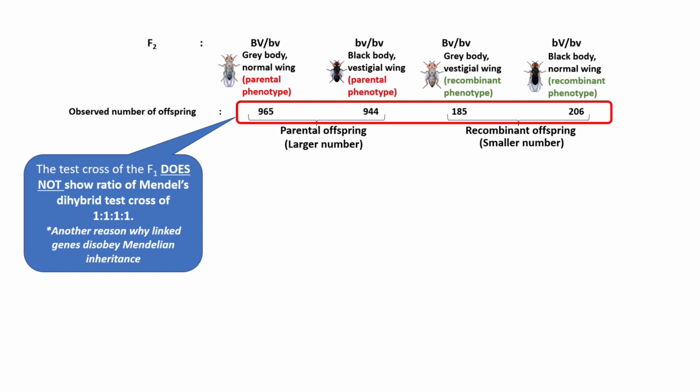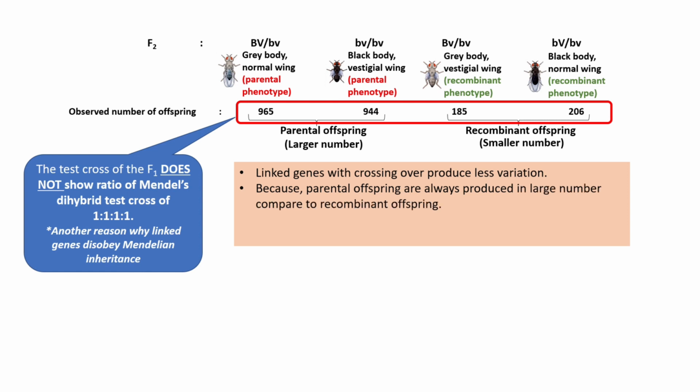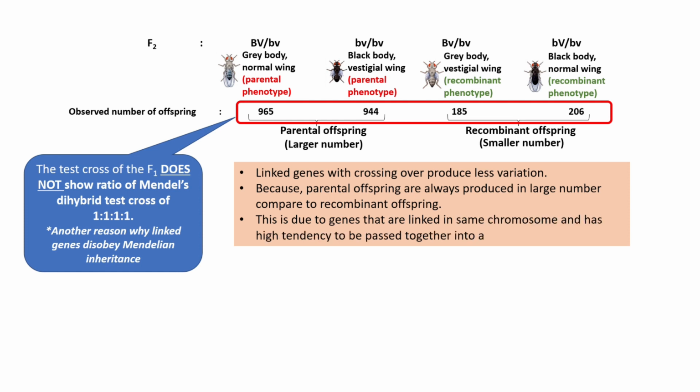As a conclusion, linked genes with crossing over produce less variation. Because parental offspring are always produced in large number compared to recombinant offspring. This is due to genes that are linked in same chromosome and has high tendency to be passed together into a gamete. The last subtopic in Chapter 4 is genetic mapping.